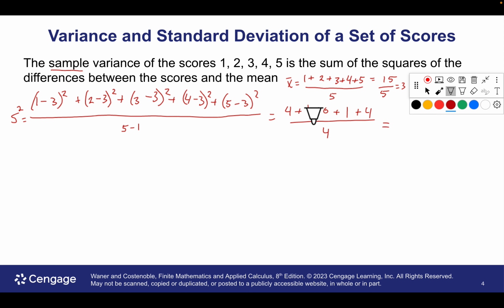So that's 4 plus 1 is 5, 5, so that's a 10/4, which is 5/2, which is 2.5. Yeah, 2.5. So about 2.5 is the average here, and that kind of makes sense.